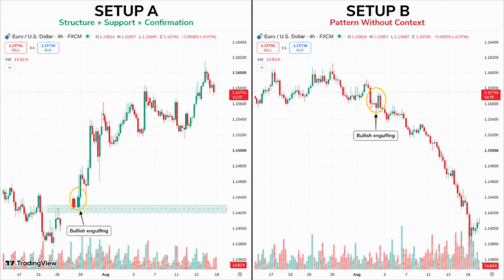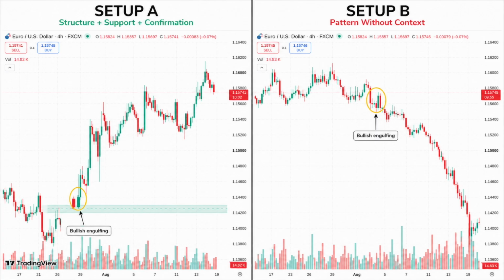Look carefully at these two trade setups. Both charts contain what appears to be a strong bullish engulfing candle. Setup A produces a clean upward move. Setup B fails shortly after the entry and hits the stop loss. So, what made the difference?